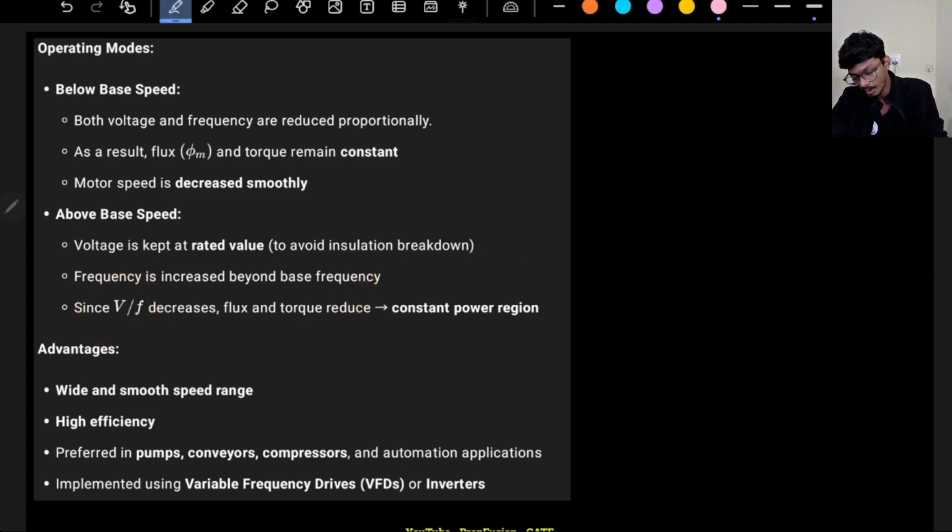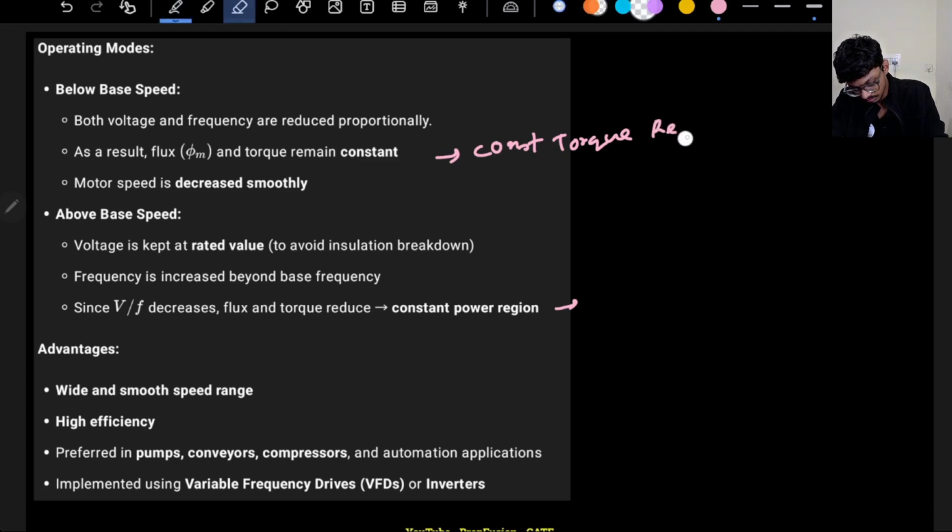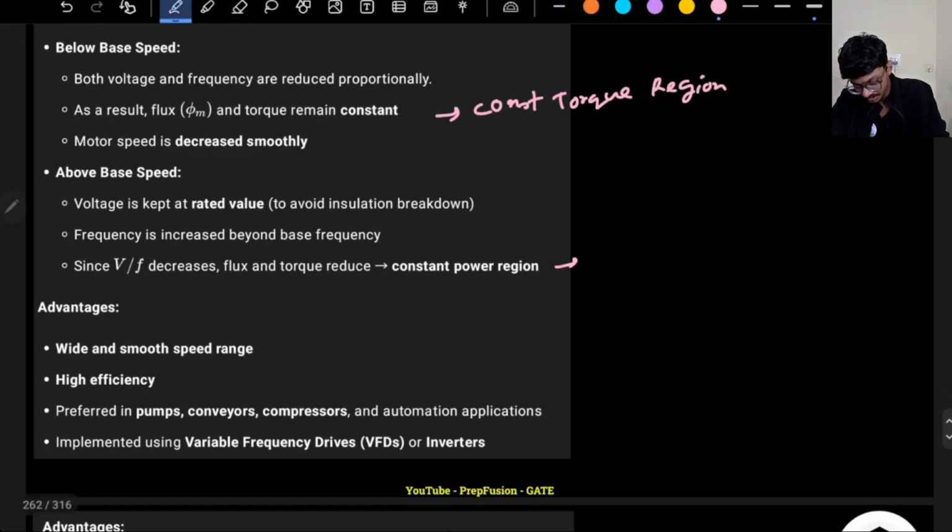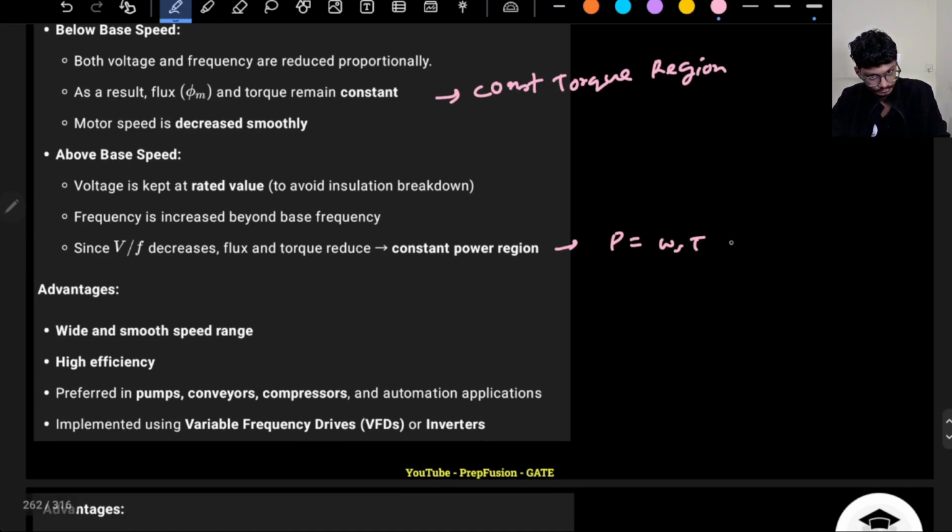So basically here the power will be constant. How will the power be constant? So this is the point where my torque is constant. So below base speed, it is the constant torque region, because torque is proportional to the flux, right? Above base speed, it is the constant power region. How come? So we know what is torque, we know what is power. Power is omega s into torque. So what is torque proportional to? Torque is proportional to V square by F square, right? If I am not mistaken.